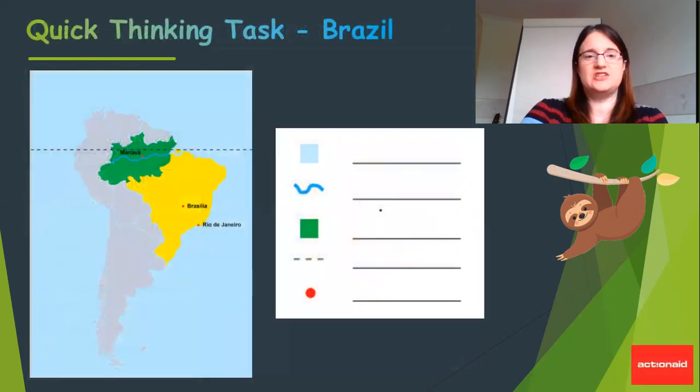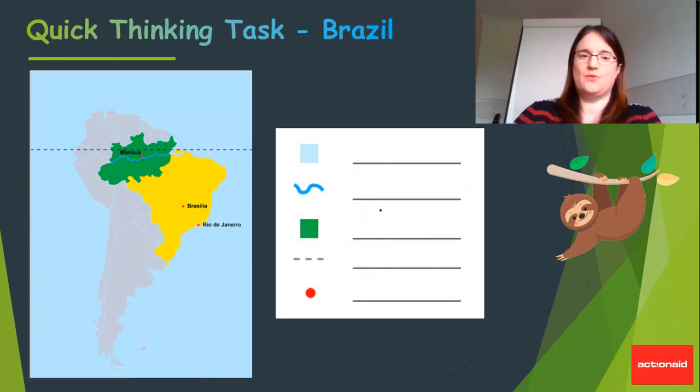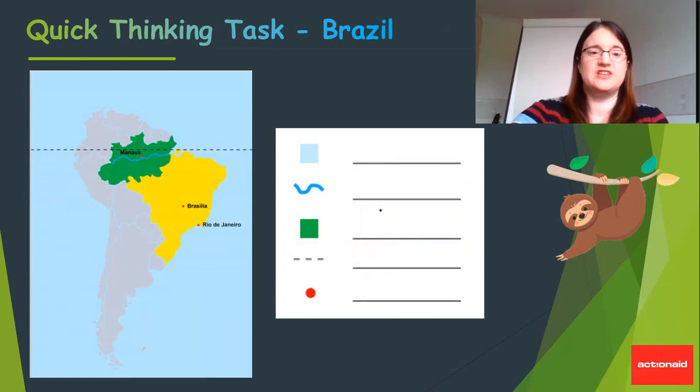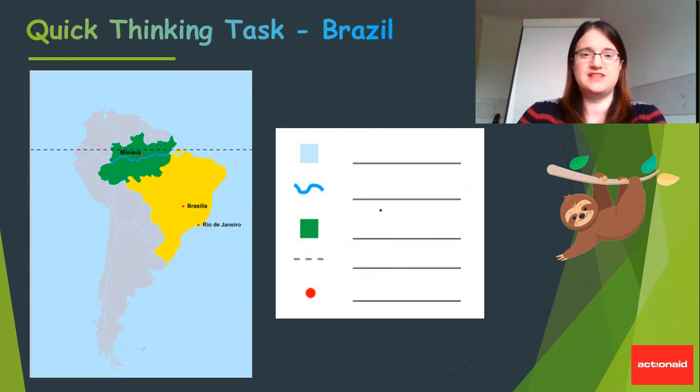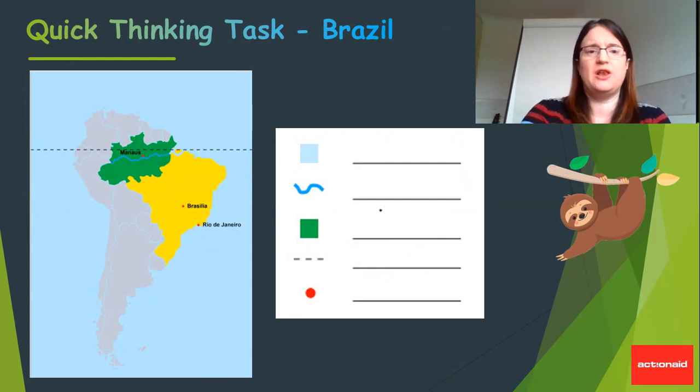Okay, let's have a look a little bit closer at Brazil now. So Brazil is the main country, and we have got some information there on the map. So the yellow and green is the whole of the country of Brazil. Next to this map, we have got a key. And I want you to have a really careful look at that key and see if you can work out which item is which. So what does it show? What is this blue colour? What does that represent on the map?